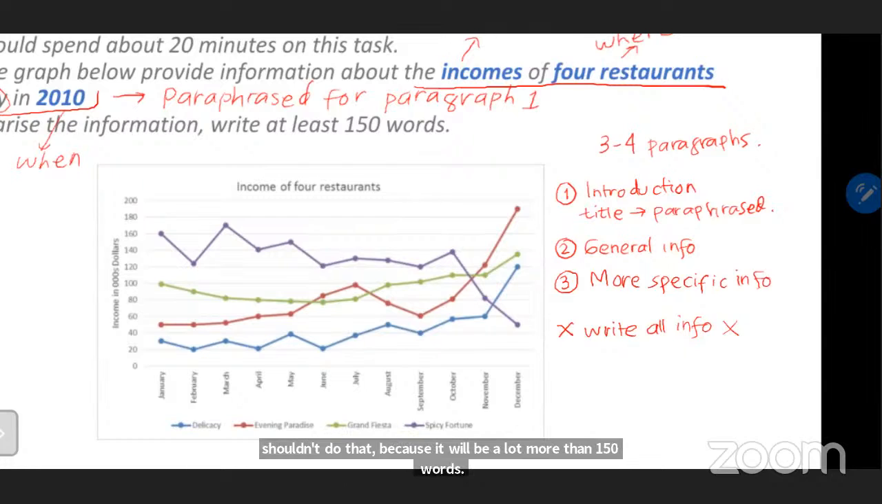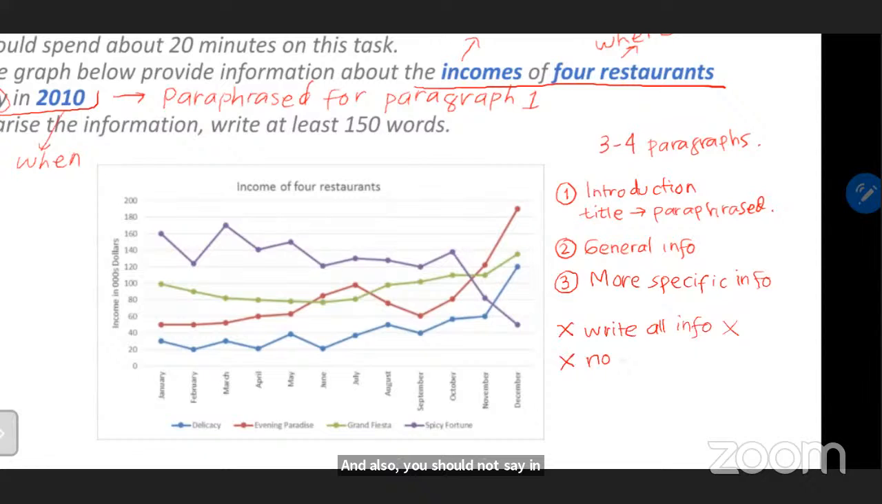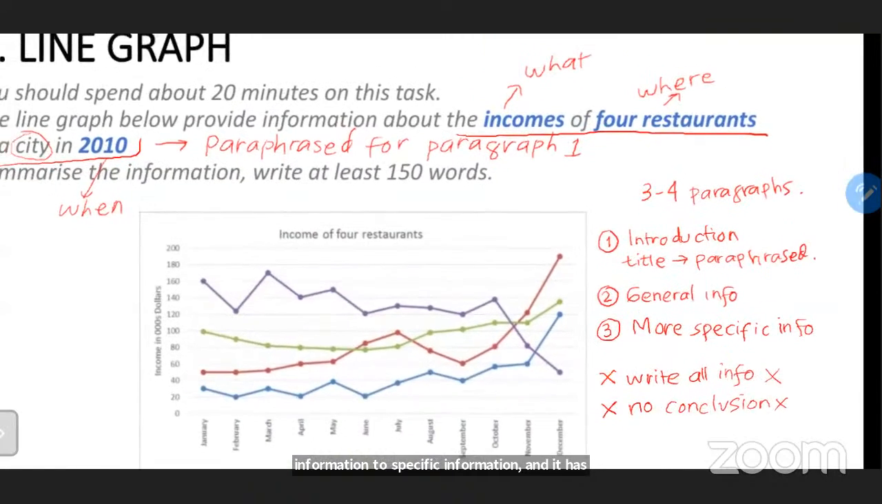Okay. And also, you should not say in conclusion. You should not write that for this task 1. Okay, so there should be no conclusion. So let's look at it, how to answer this in simple way. You only have to interpret all of this data into paragraphs, at least 3 paragraphs, okay? And systematically, it is from introduction, general information to specific information, and it has to be at least or minimum 150 words.